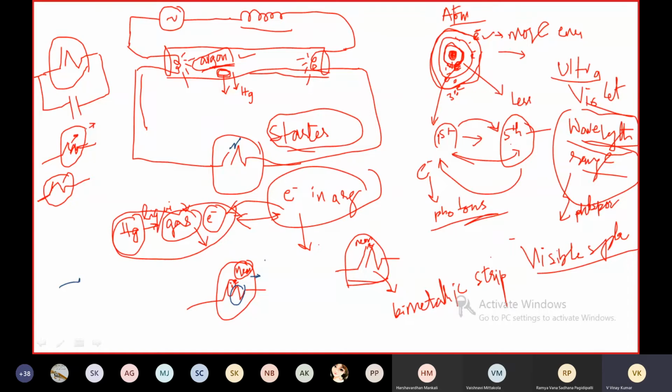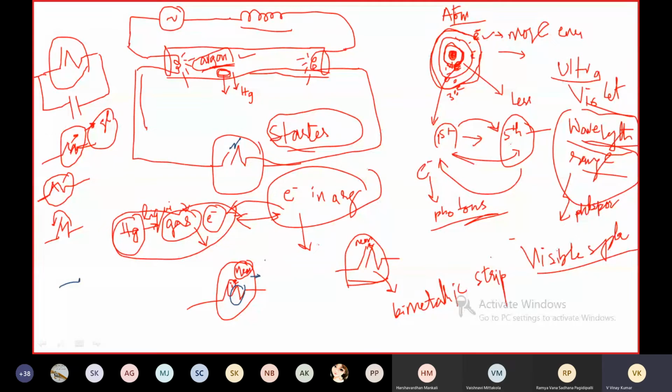See, the bulb glows if there is a spark between two electrodes. The spark is used to ionize the gas. Because of the heat produced by the lamp, the bulb glows. Because of the heat produced by this lamp, this bimetallic strip bends towards the other contact, and this bimetallic strip makes contact with the other electrode.